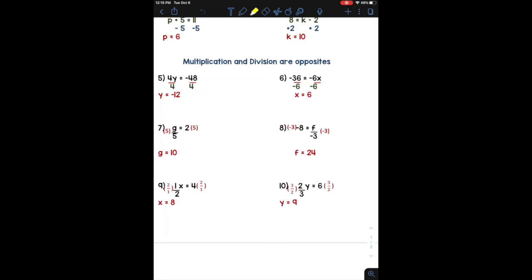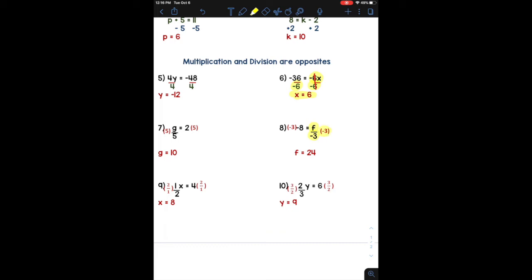Here are your answers for 6, 8, and 10, the even problems. They are similar to the odd problems next to it. In order to solve for x, we're going to divide -6 on both sides for number 6. -6 divided by -6 is 1, so they cancel each other out. And -36 divided by -6 is +6. So our final answer would just be x equals 6.